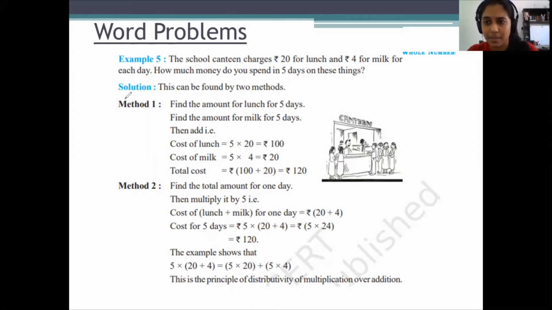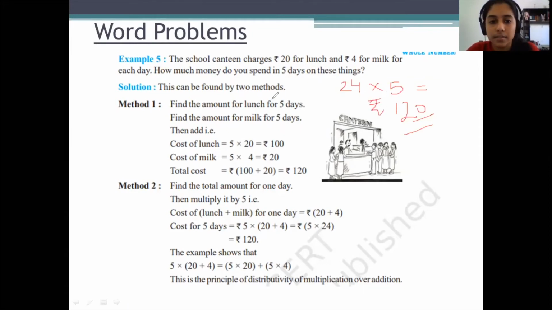Now, how much money do you spend in 5 of these days? We know this is multiplication. The total cost is 24 for one day, and for 5 days, how much does it cost? 24 into 5, which is 120. So that's one way to solve it.